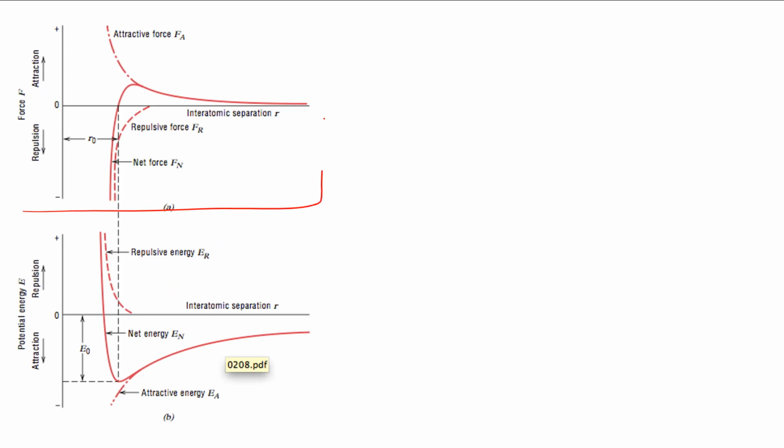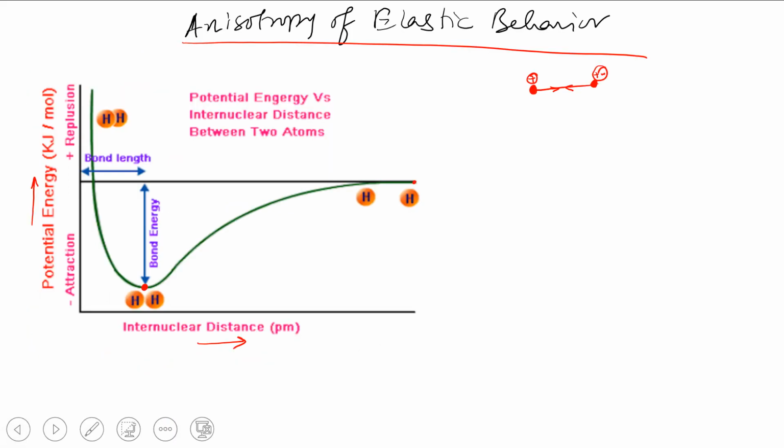We can see the force diagram also. This is the force diagram of the same thing. We can see that the point where the energy is the minimum, the force is zero. That means the attractive force and the repulsive force are balanced.